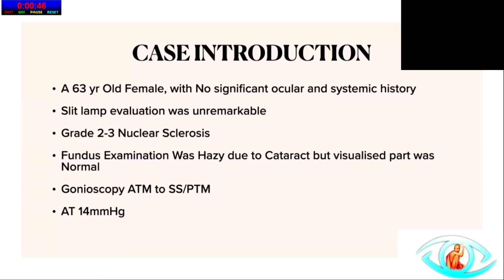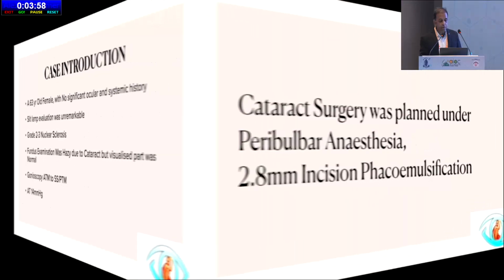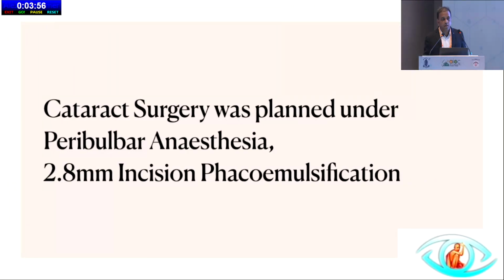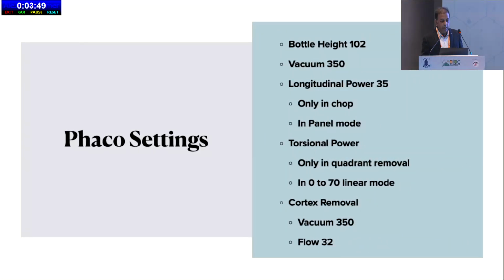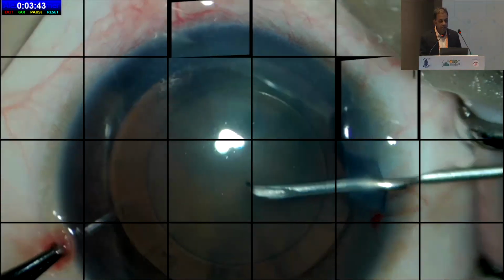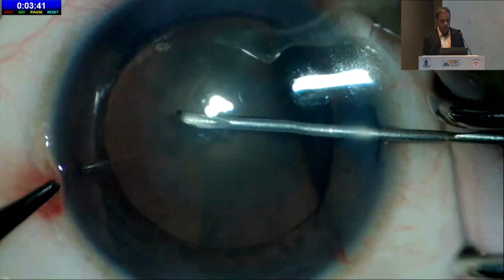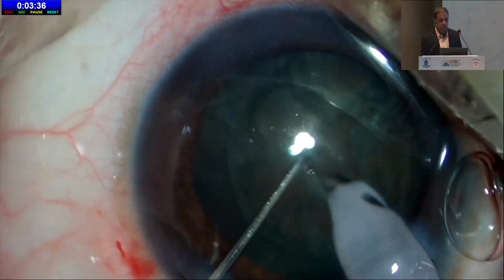Myself, Dr. Manish Wankhade, and today I will be discussing a simple case, how it turned out to be complicated. A 63-year-old female with age-related cataract with grade 2 to 3 nuclear sclerosis was planned to undergo cataract surgery under peribulbar anesthesia, routine phacoemulsification. My phaco settings were normal, as we do for this type of case. After making the initial incisions and capsulorhexis, I planned for cataract removal, routine phacoemulsification under direct chop.